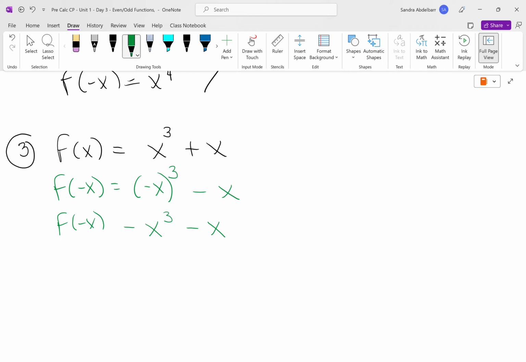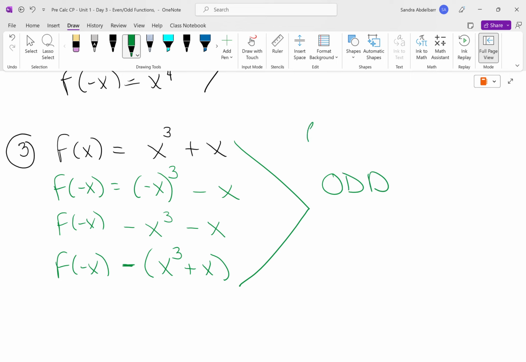Can I pull out a GCF of negative 1 here, from negative x to the 3rd minus x? Yeah, I could pull out a negative. So f of negative x is going to be the negation of the whole x to the 3rd plus x. After I pulled out the negative, what is this telling me? This is the negation of this whole quantity. Aren't these complete opposites then? So what does that mean if they're complete opposites? Is it even, odd, or neither? Odd. Complete opposites are odd. You got it.